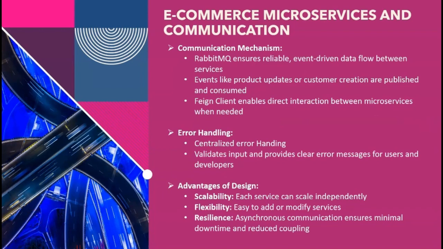The communication mechanism uses RabbitMQ to ensure reliable, event-driven data flow between services. Events like product updates or customer creation are published and consumed. Feign Client enables direct interaction between microservices when needed. The project uses centralized error handling, and it validates input and provides clear error messages for users and developers.